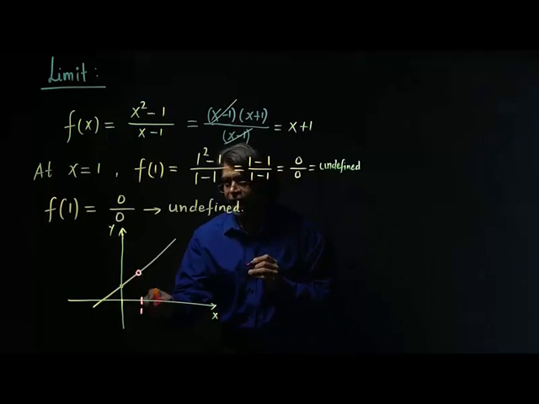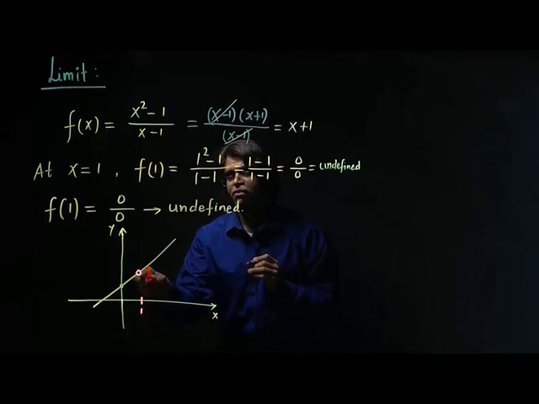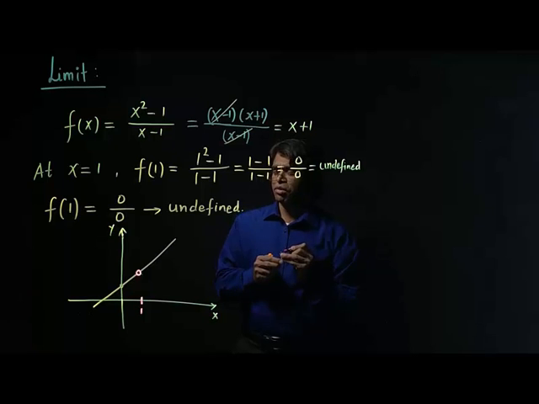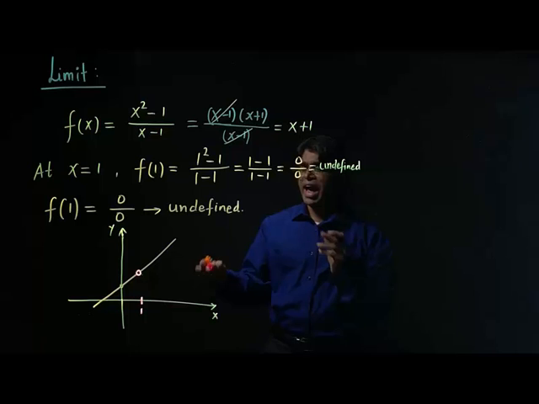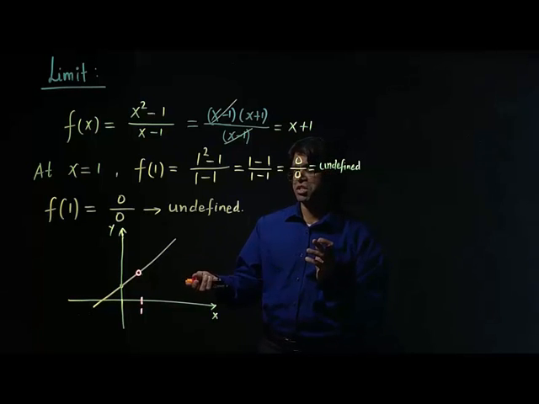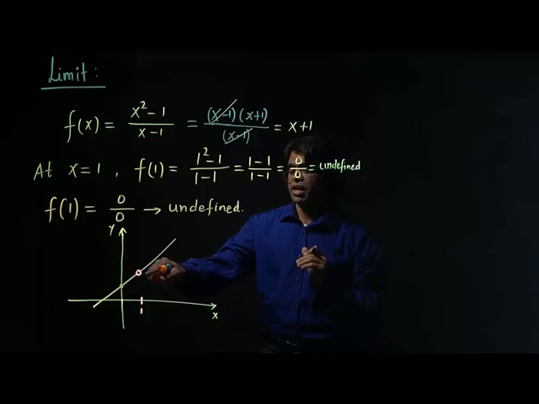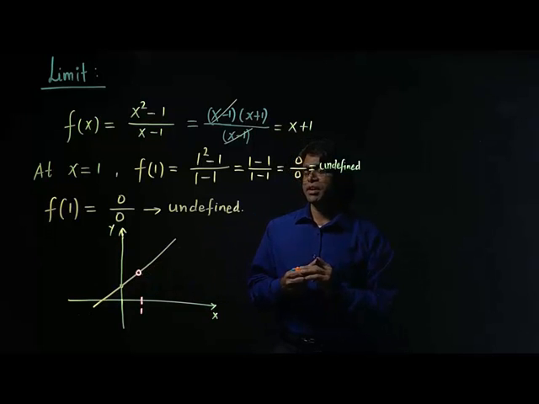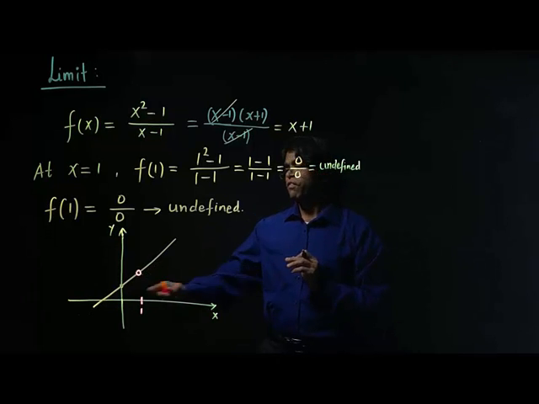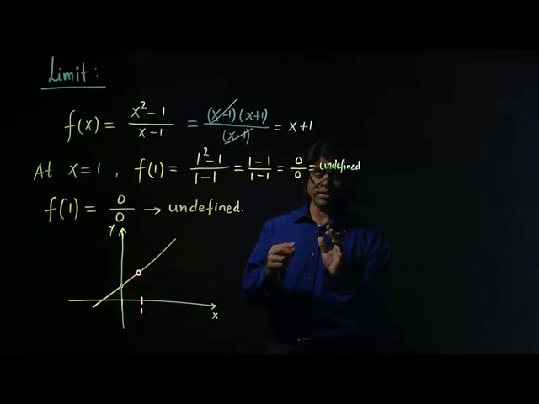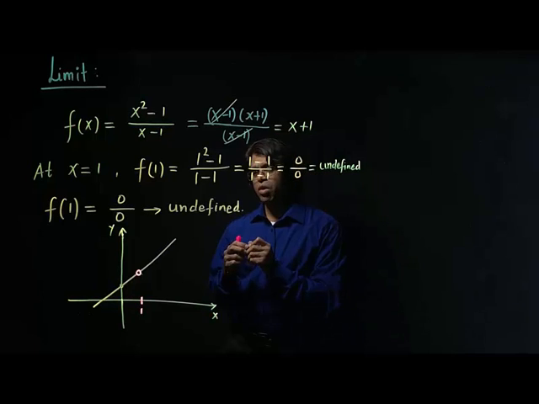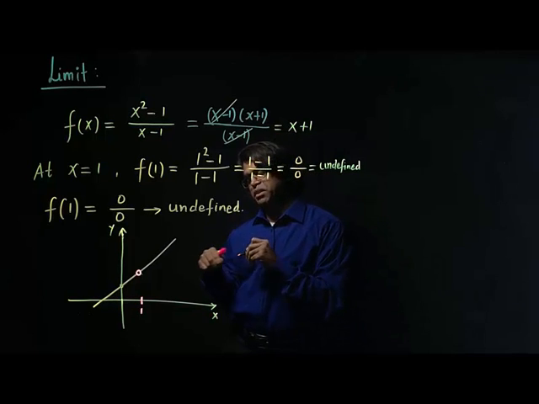At that point x equals 1, we don't know the value of the function. If I ask you what is the value of the function at x equals 1, you will say, you know what? I don't know. That's what this open circle represents. So what we are trying to say is that the function is defined for all the values of x except when x is 1.